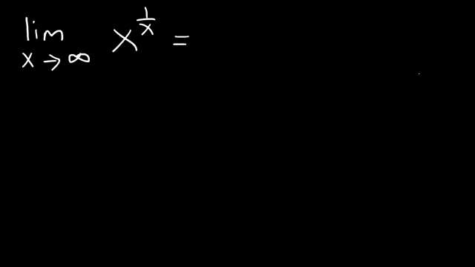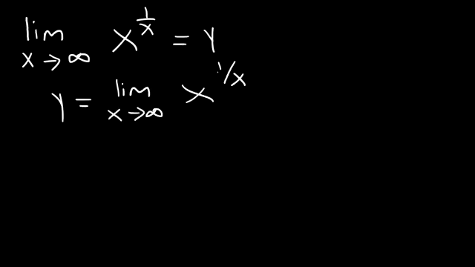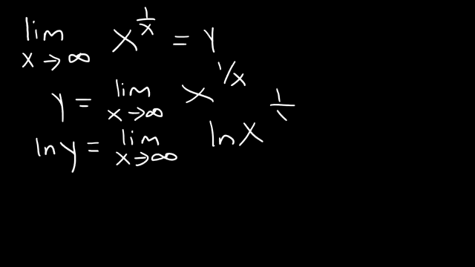Now we don't have a fraction, so we need to use a different process here. We're going to set the original expression equal to y. So y is equal to the limit as x approaches infinity, x raised to the 1 over x. Now we need to take the natural log of both sides. The reason why we want to do that is because we can take this and move it to the front now that we have a natural log in front of it. It's one of those properties of logs that you need to know.